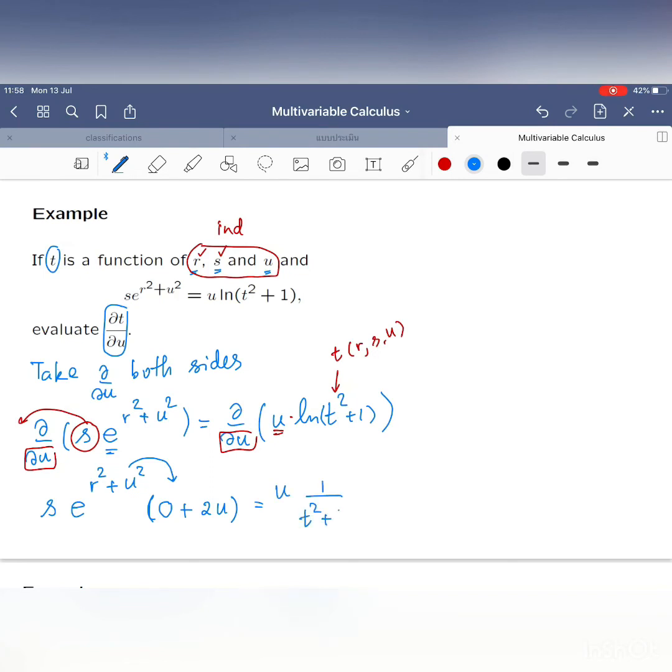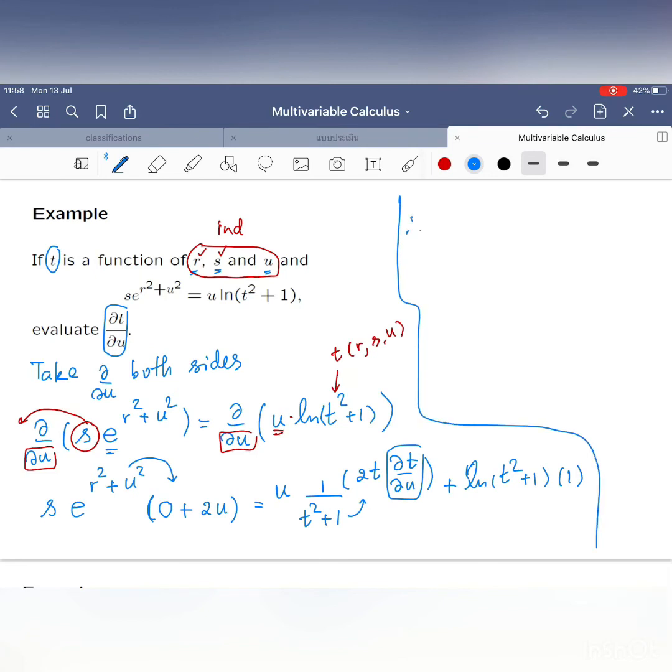So the derivative of the log is 1 over, and then the derivative of the one inside. We have 2t, but your t is also a function of u, so it is 2t dt du, and then this is the first derivative of the second, right? So you have another term, the second derivative of the first with respect to u. Okay, so here is what you need.